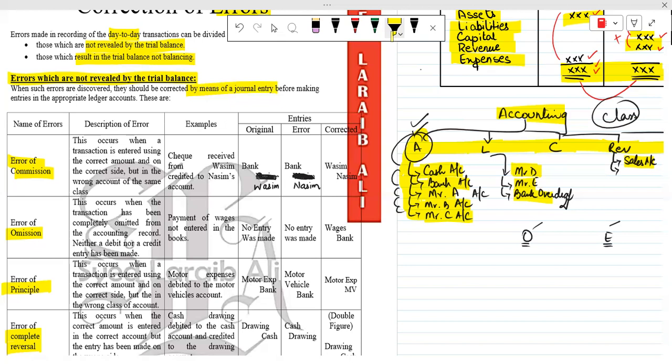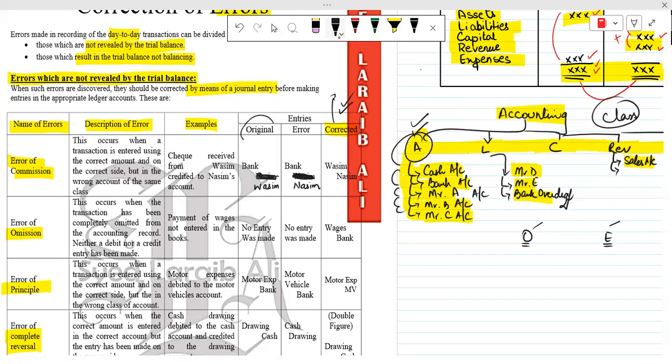I have given you a table here to make it quite easy to understand. In here, we have given you the name of errors and the description of errors. When you know the description of errors, you can easily identify whether this transaction is an error of commission, omission, principal, reversal, whatsoever. Then I have given you an example here. After the example, I am highlighting the corrected entry. Guys, in your paper, you will be asked to prepare this corrected entry only.